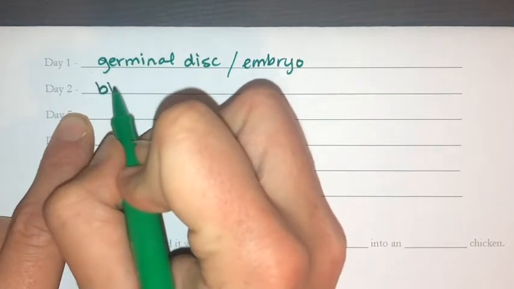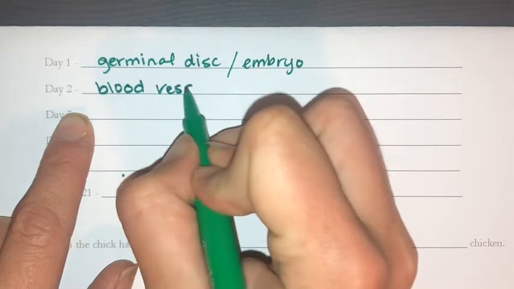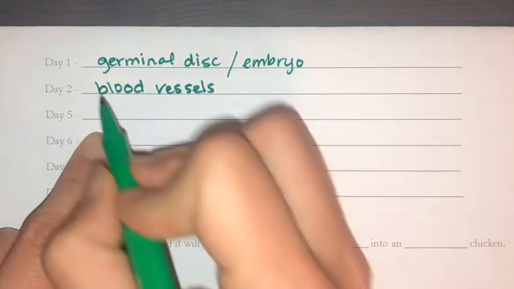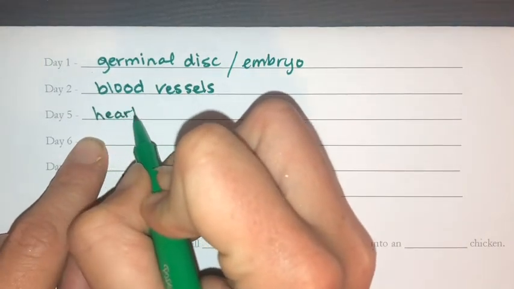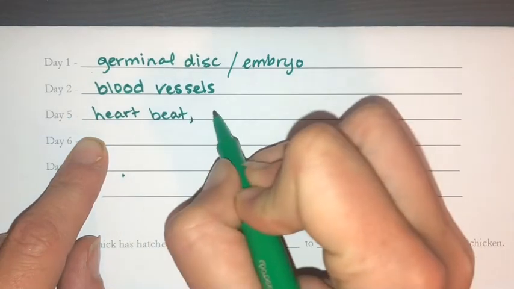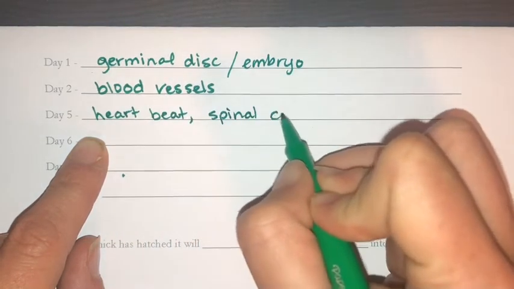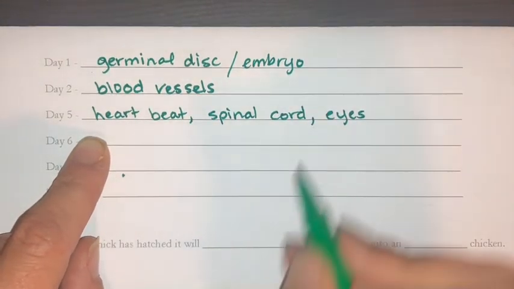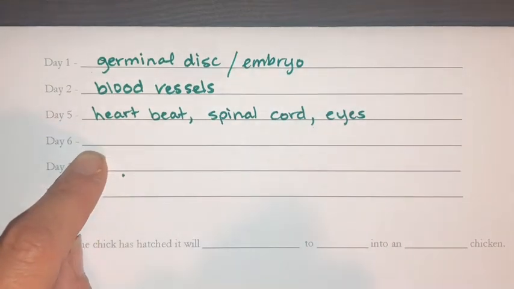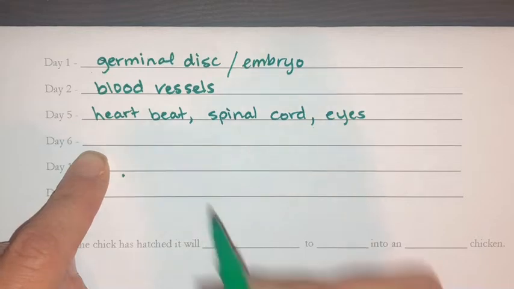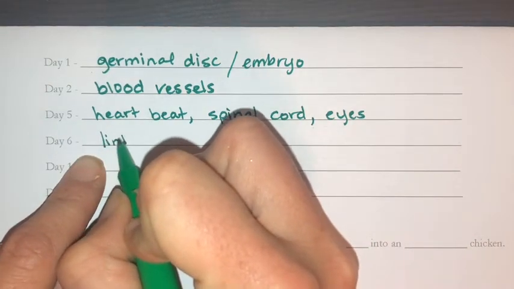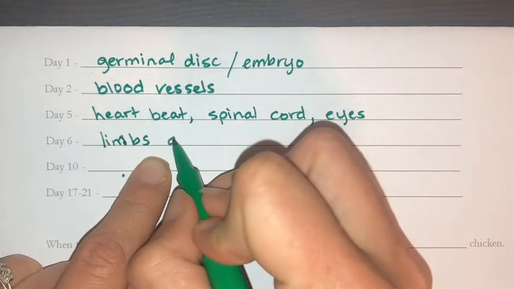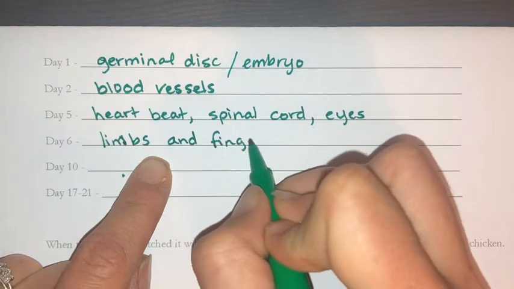Already by day 2, the chick is beginning to grow blood vessels throughout the yolk. You'll be able to see little blood vessels popping up. And then by day 5, the chick has a heartbeat, a spinal cord, and eyes. Now it's just the start of eyes. The eyes aren't completely developed, but if you were looking, you would be able to see the start of an eye. On day 6, the limbs are being formed. What will become the wings and the legs are being formed. And you can actually see little separations of fingers.